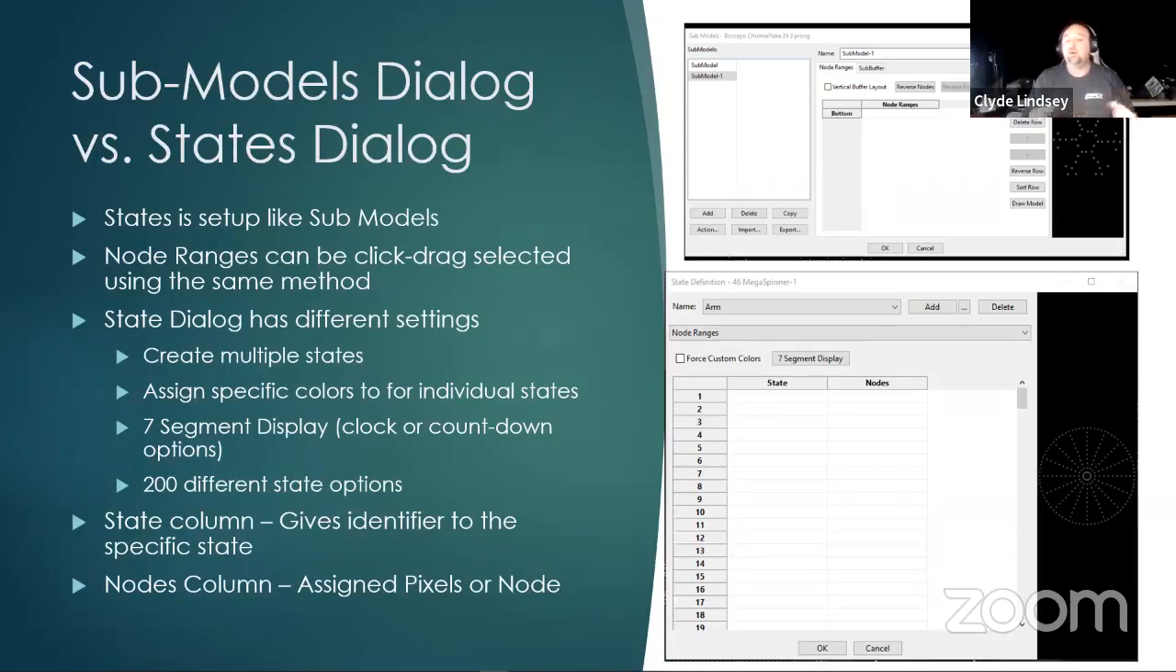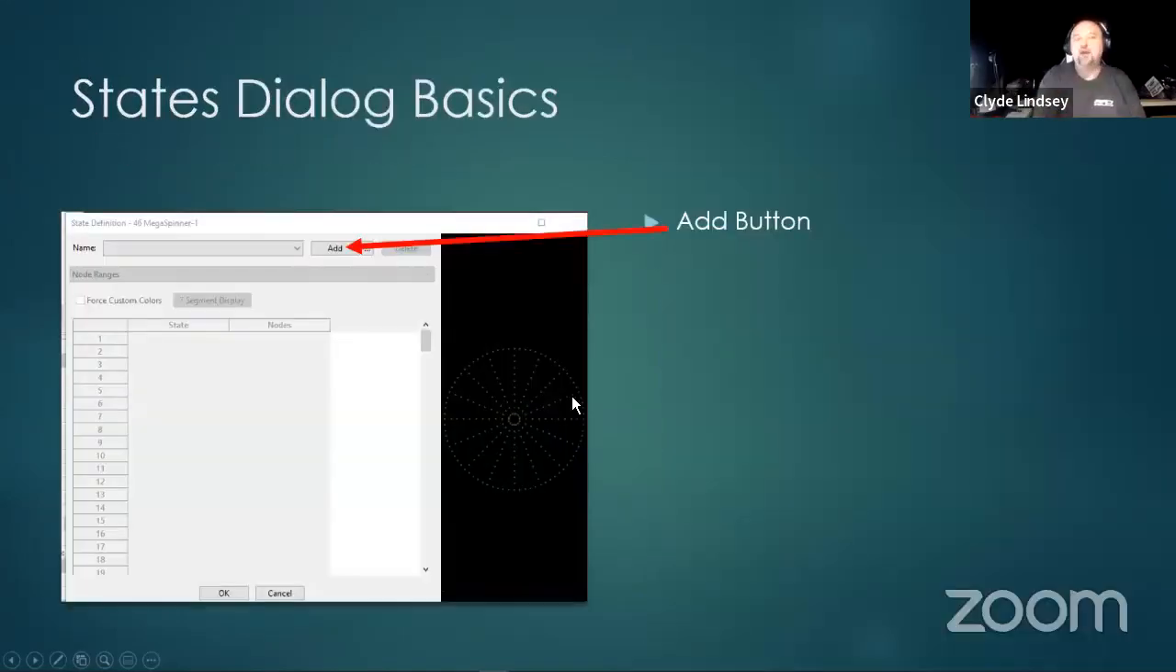Let's say you're going 10, 9, 8, 7, 6, 5, 4, 3, 2. You could do a countdown with an outline, or you could create those states as well in a matrix and have those as an identifier. And that would also work as well. But we have nodes, or we have a node set up if you're using dumb RGB, or you can assign pixels. So it's really flexible, a lot that you can dive into. So let's begin by going through and actually building a state.